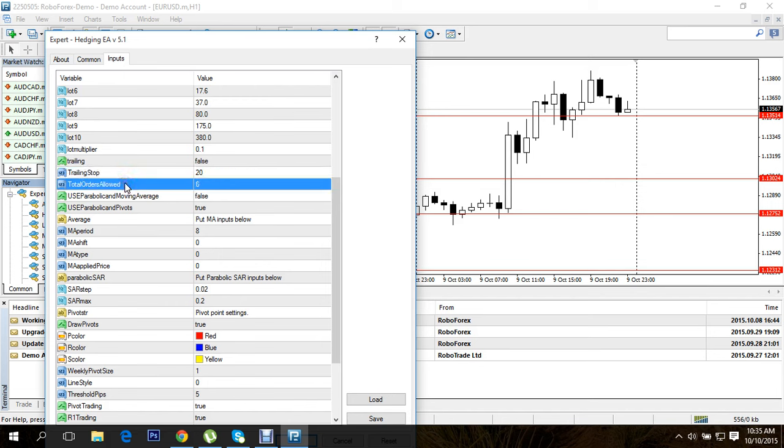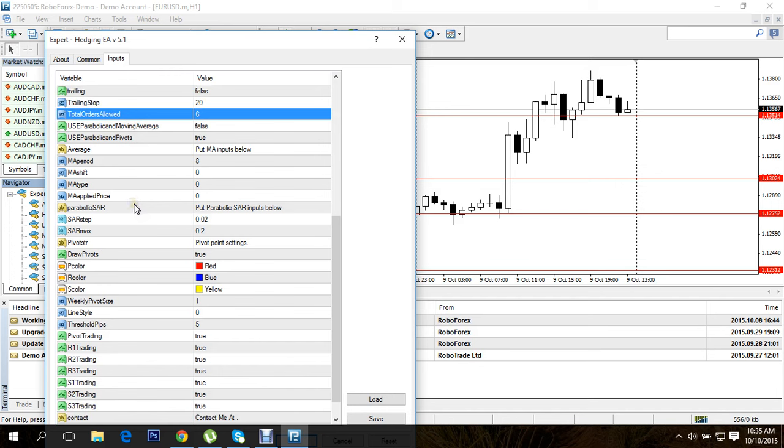Okay, the next variable here, which you can see here, is the total orders allowed variable. This variable is used so that you can control the maximum orders, the maximum trades this EA can place. Okay, so some people have low equity and they cannot afford to place more than 5-6 trades in one hedging sequence. This variable is for them, so that they can control the number of trades this EA can place in one hedging sequence or one hedging cycle.